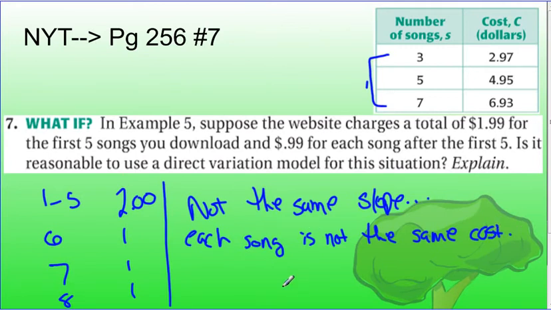And that's what it would take to be direct variation. Each song would have to have the same cost, so that way the cost to song ratio would be the same, and that would be our slope. It doesn't work out.